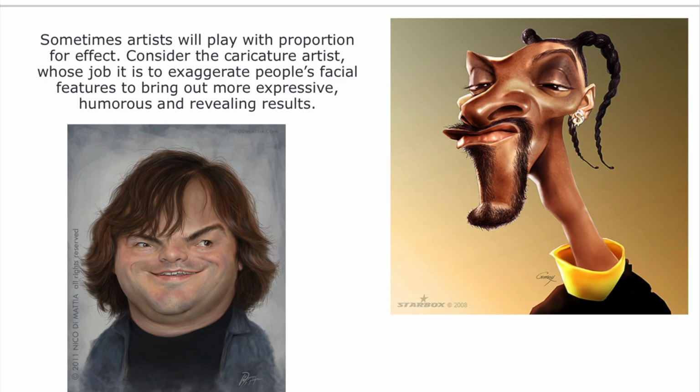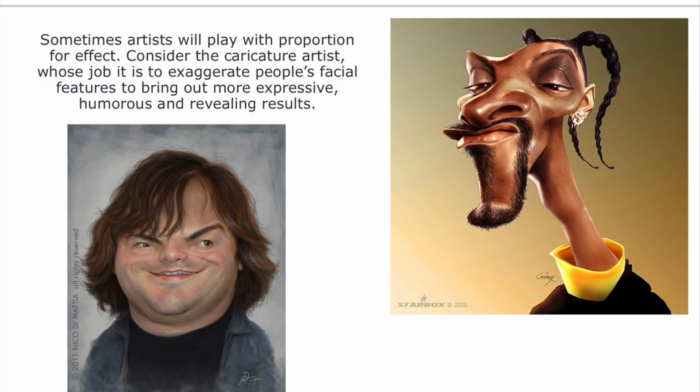Sometimes, now that you know the rules, you break them for effect. So the caricature artist is a classic example of this. Obviously, this person or people can draw really well, but what they're doing is also expressing something, whether it's humor or exaggerating the person's form for an effect that reflects who they are.